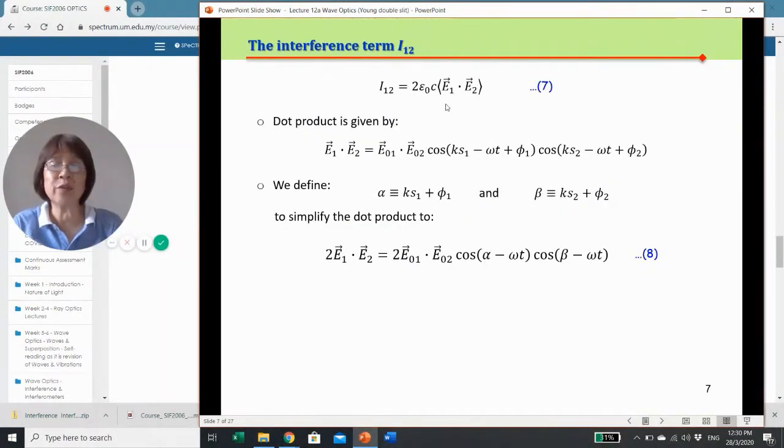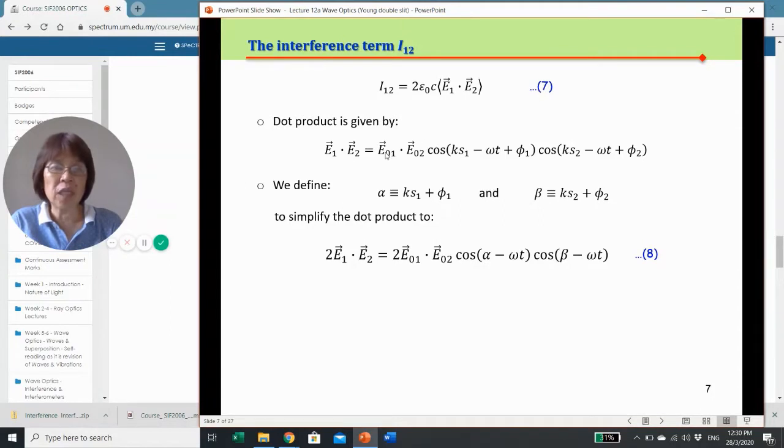So let's look at the interference term, that is I12, which is actually made up of the dot product of the electric field of wave 1 and the electric field of wave 2, and you take the time average. We have a 2 epsilon 0 c. So just take the dot product. Let's look at it and we expand it.